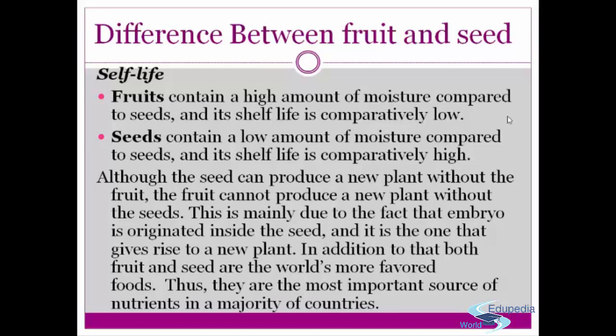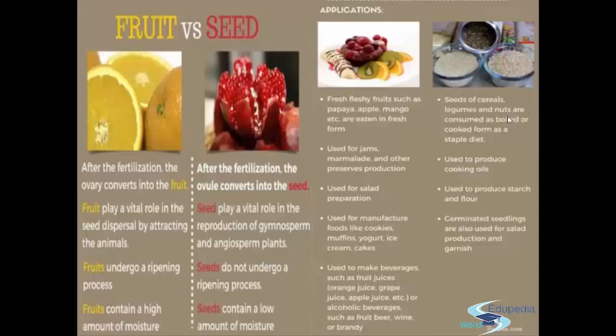This is mainly due to the fact that the embryo originates inside the seed, and it is the one that gives rise to a new plant. In addition, both fruit and seed are the world's most favored foods. Thus, they are the most important source of nutrients in a majority of countries. We have here fruit versus seed. After fertilization, the ovary converts into fruit, and this is the summary of the differentiation between fruit and seed.